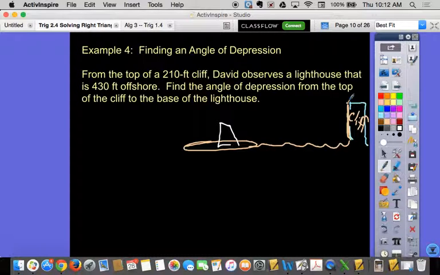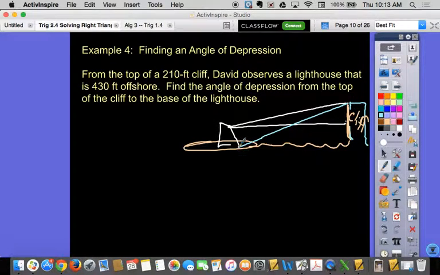Angle of depression. The base of the lighthouse. Okay, well, do it again. That'll work. I told you my pictures are never pretty. They work, they're just not pretty. Okay. That better?